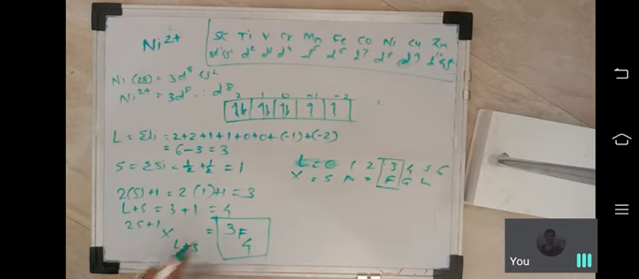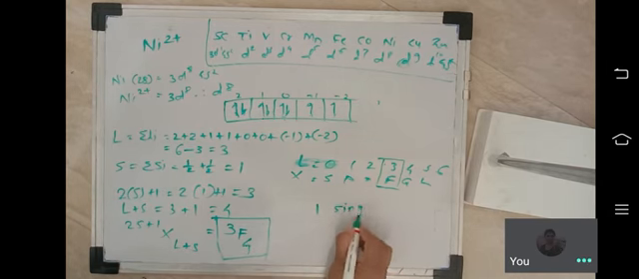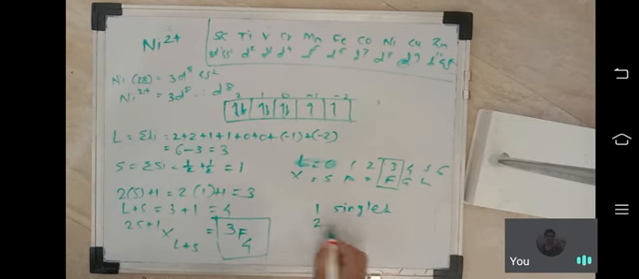Okay, how do you read this ground state term? Triplet F4. When 1 is there, at that time singlet. Okay, when 2 is there, at that time doublet. When 3 is there, triplet.